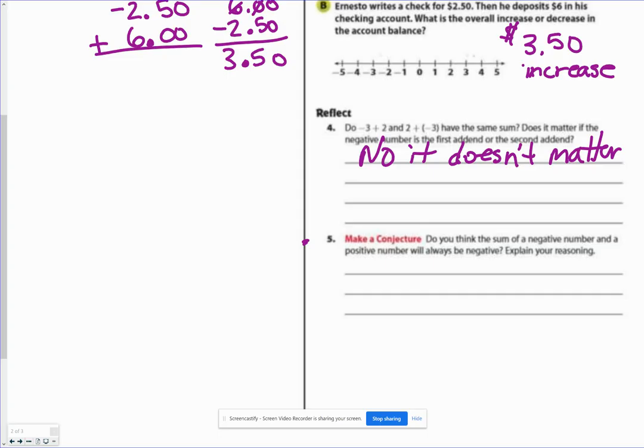It doesn't matter which one is first and which one is second. You will always get the same answer.